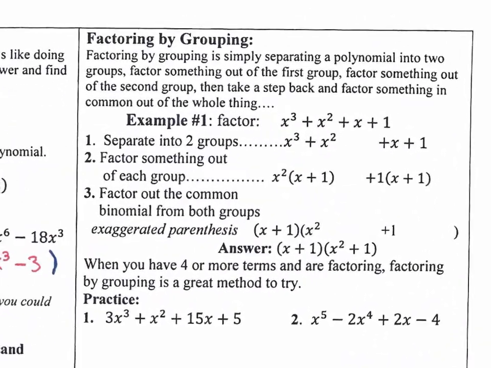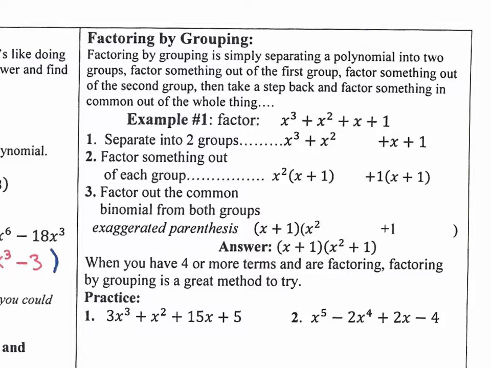So let's pick up right where the other video left off. Factoring by grouping. What is factoring by grouping? Factoring by grouping is simply separating a polynomial into two groups. You factor something out of the first group, factor something out of the second group, then you take a step back and factor something in common out of the whole thing.